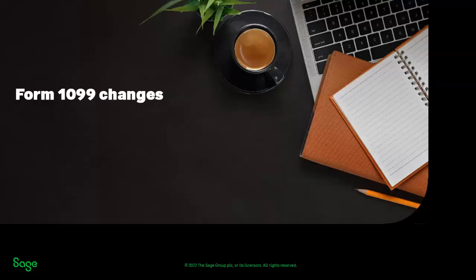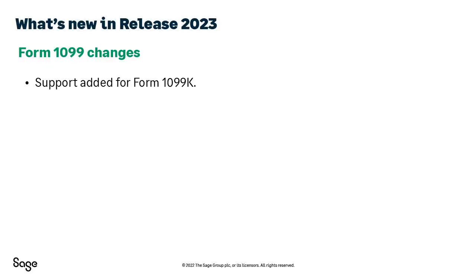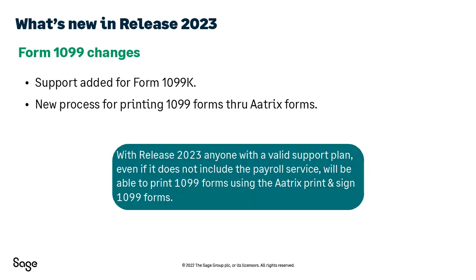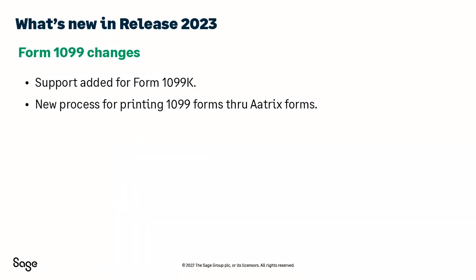Now let's talk about some improvements and additions for 1099 forms. Support for Form 1099-K has been added to Sage 50. The printing process for 1099 forms has changed. If you have no payroll service and last year you printed your 1099s using the custom forms, you will no longer need to do that. With Release 2023, anyone with a valid support plan, even if it does not include the payroll service, will be able to print 1099 forms using the Aatrix Print and Sign 1099 forms. You will also be able to purchase just an Aatrix e-file plan if you want to e-file your 1099s.